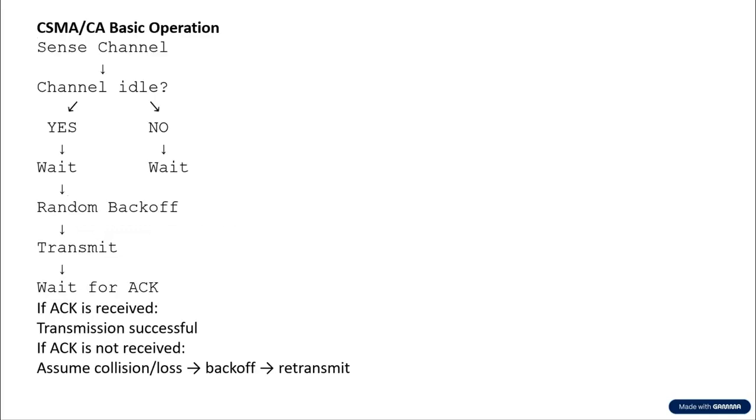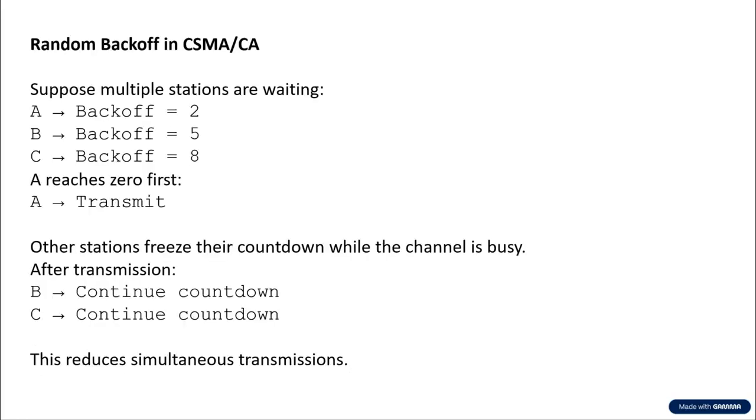Coming to the basic operation of CSMA/CA. Sense the channel. If the channel is idle, send. If there is a collision, wait for a random back off, then transmit. Wait for acknowledgement. If acknowledgement is received, transmission is successful. If acknowledgement is not received, assume collision or loss of frame. Go for exponential back off, wait again and retransmit. So this is the basic operation of CSMA/CA.